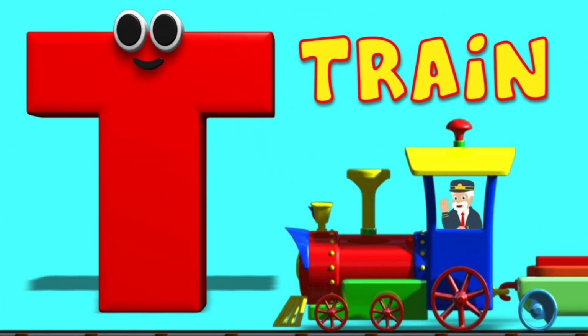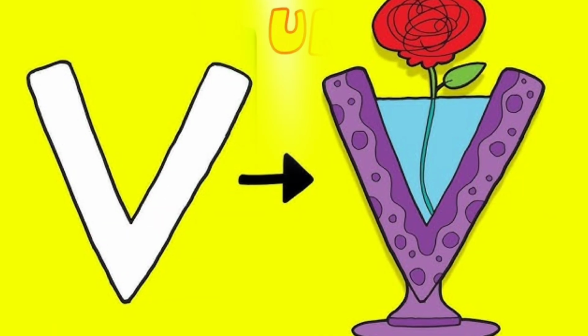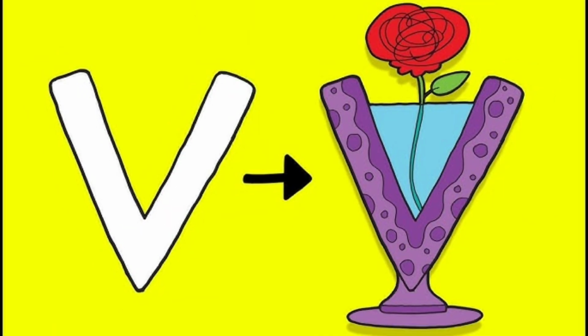T for train. Say T for train. U for umbrella. Say U for umbrella. V for vase. Say V for vase.